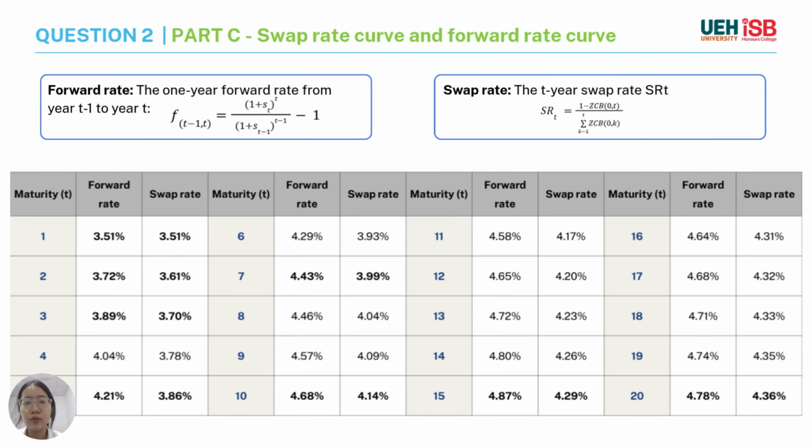And next for part C, it requires us to draft the swap rate curve and forward rate curve. Before we can do it, we have to calculate using the formulas we have learned about forward rate and swap rate. After applying them, we get the outcomes for year 1 to year 20. The forward rate is derived from the spot rate, representing the market expectations of future interest rates, while the swap rate is calculated by equating the present value of the fixed and floating rates in the plain vanilla interest rate swap, using the zero coupon bonds as discount factors. This data shows both the forward rate and the swap rate.